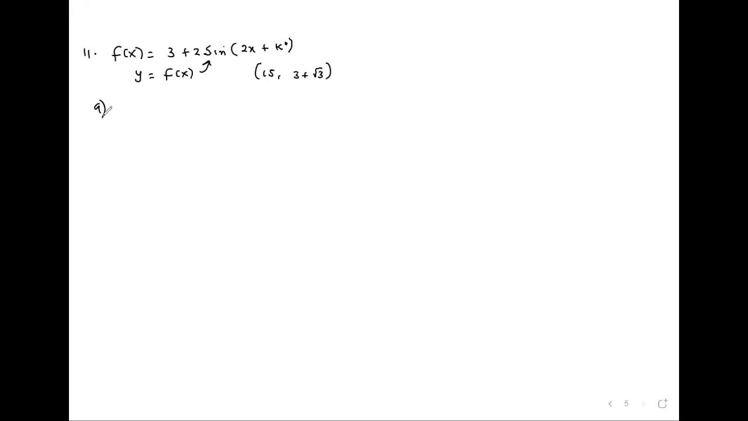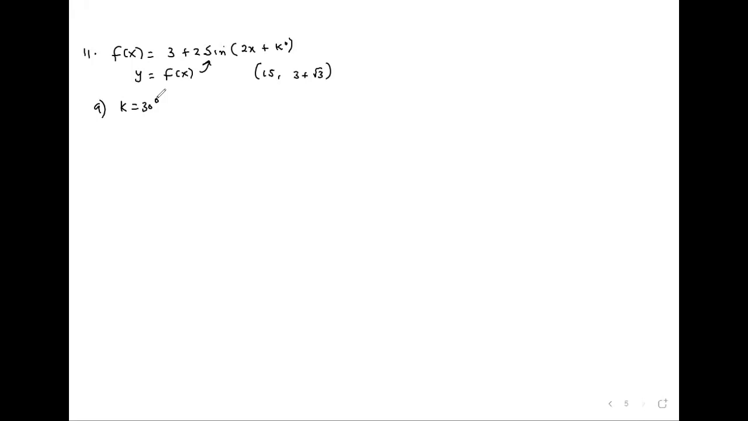A, show that k is equal to 30 degrees is a possible value of k. Of course, this should be at the point 15, 3 plus root 3. So show that k is equal to 30 is a possible value of k.